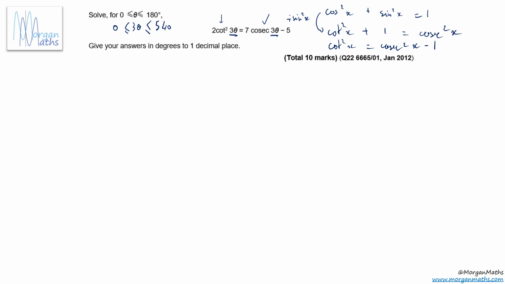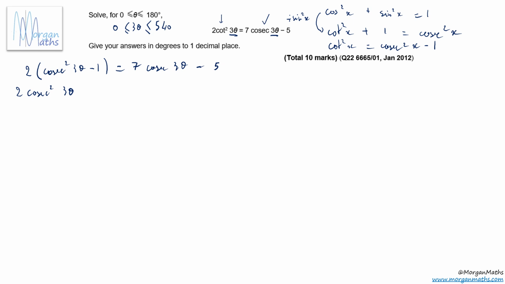But I'm now ready to substitute. So I'm going to have 2 times, and the replacement for cot squared 3 theta will be cosec squared 3 theta minus 1, and equals on the right hand side 7 cosec 3 theta minus 5. Expanding brackets, I'm going to form a quadratic trig equation. So that's going to give me 2 cosec squared 3 theta.